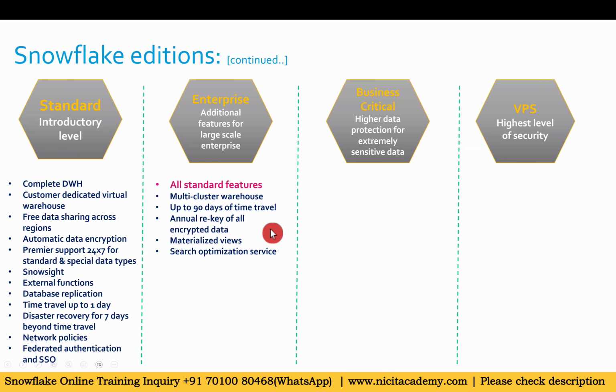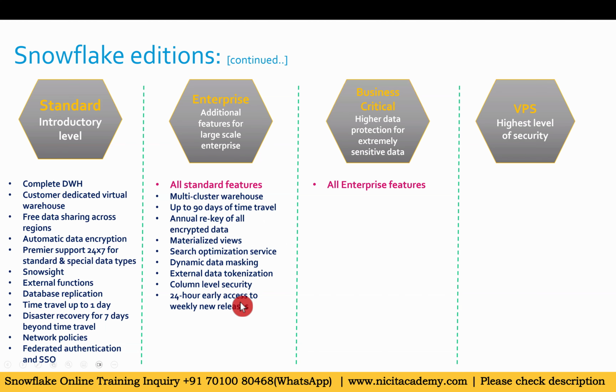So what is a serverless process? I will explain. Dynamic data masking, we can do the data masking, and we'll see that in detail as well. And we have external data tokenization. It's nothing but encryption when we are sending the data outside. And column level security, we'll have column level security also here. And 24-hour early access to weekly new releases. When Snowflake releases something, we'll get 24 hours early access to the weekly releases.